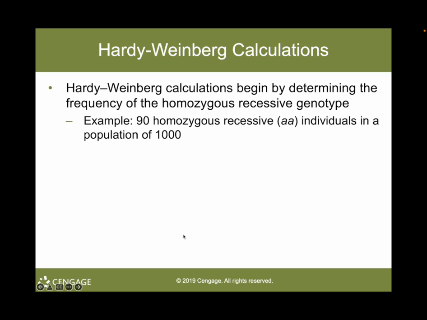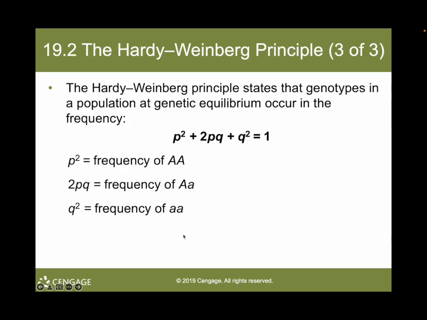Now that we have both P and Q, we can find everything else, meaning we can find the frequency of the homozygous dominant and the frequency of the heterozygous. We were already given Q squared; that's where the problem began. To find the frequency of the homozygous dominant, we square P. So P squared is 0.49.